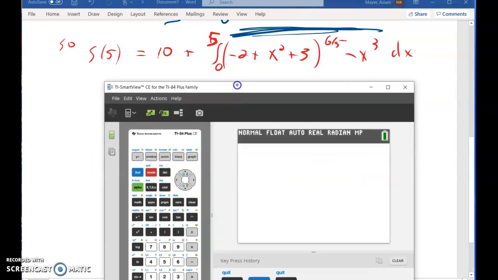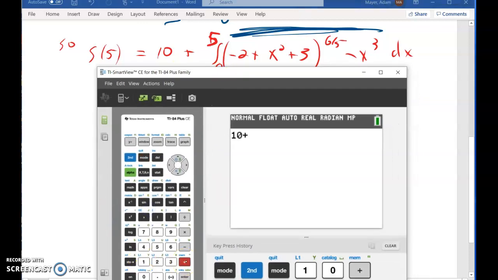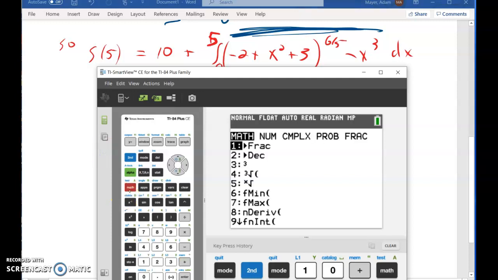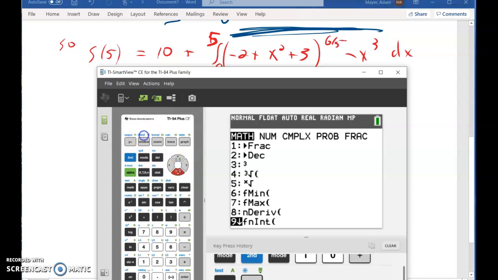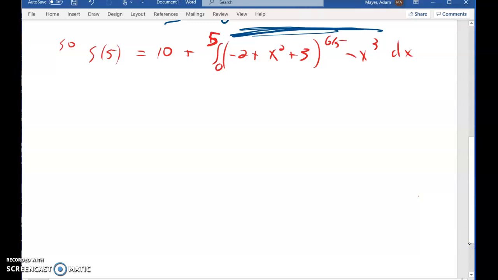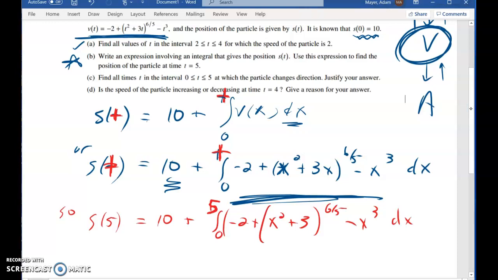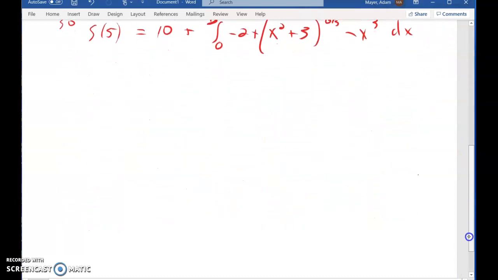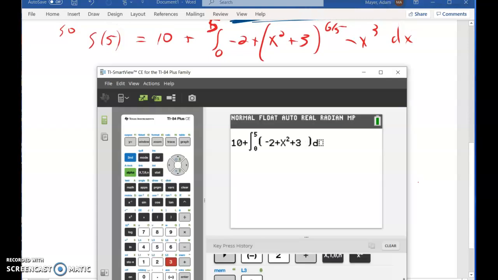So I'm going to have to evaluate 10 plus the definite integral, which is math, function integrate, it's number 9. It automatically pops up that definite integral template. So lower bound 0 to 5, the first 5 seconds. That is -2 plus x squared plus 3. Oops, I missed a parenthesis somewhere. What's to the 6/5? Pardon my hastiness. Yeah, the -2 is not in the power. That should go away. So let me do this correctly. Pull that back up. There we go. Get rid of these parentheses. Yeah, get rid of it all.